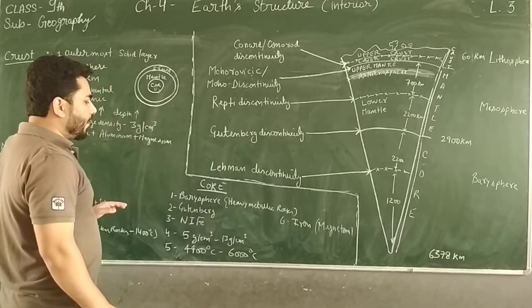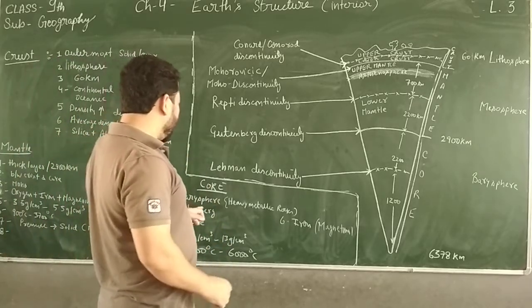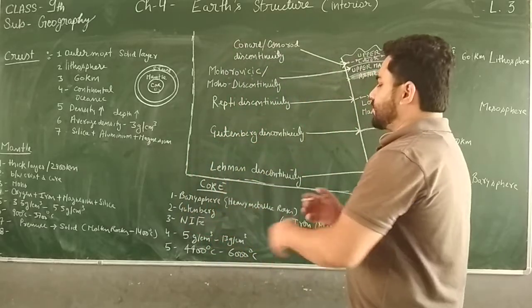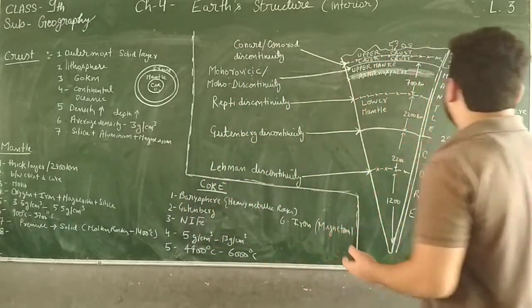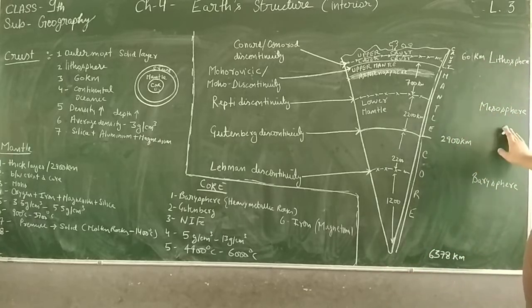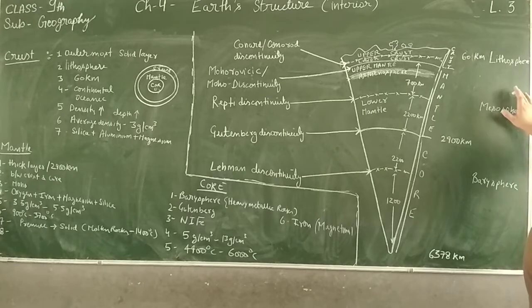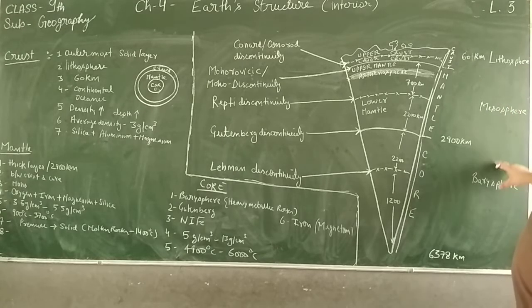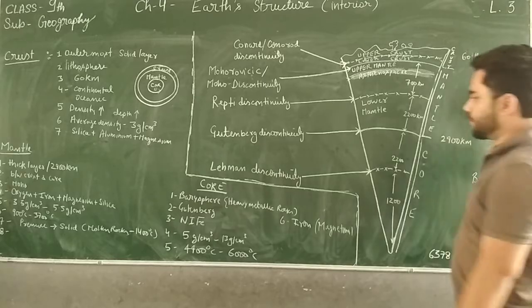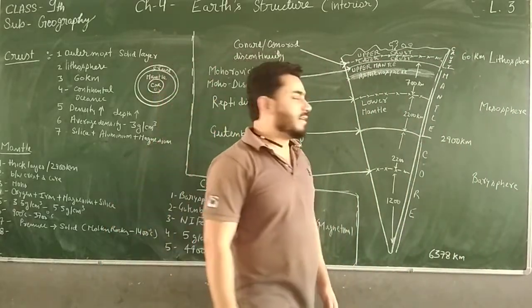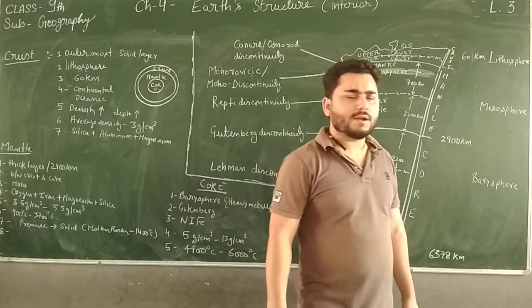Now we will study about the core. The core is called the barysphere. On the basis of this, with the barysphere and mesosphere, we can divide the Earth again into three parts: lithosphere, mesosphere, and barysphere. The mantle we call the mesosphere, the core we call the barysphere, and the crust we call the lithosphere. So the crust is also known as the lithosphere, and the mantle is also known as the mesosphere.